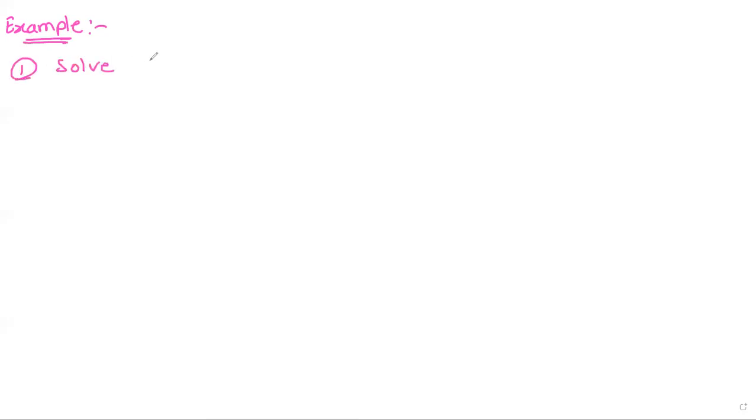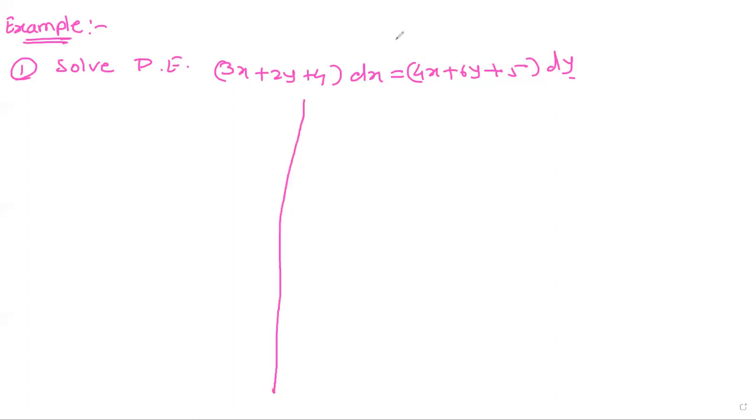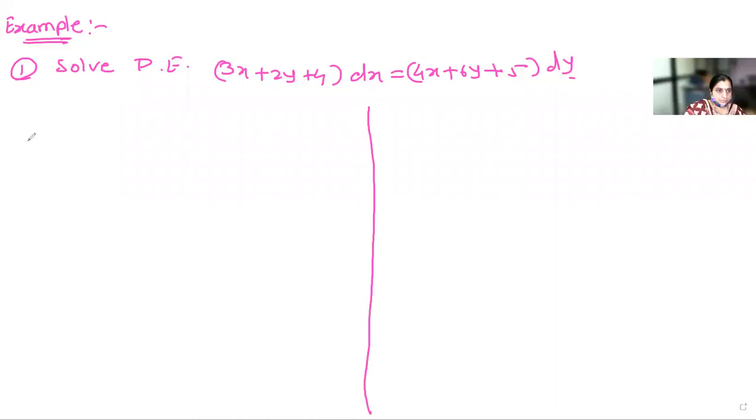Solve the differential equation (3x plus 2y plus 4) dx is equal to (4x plus 6y plus 5) dy. Okay, so here I told you firstly that whenever you are going to solve a differential equation, what is your first step? The first step is to identify the type of differential equation. Firstly you have to identify the type of solution.